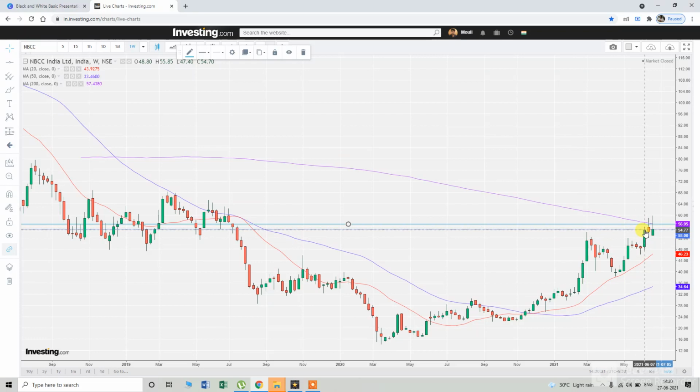You can assume that the stock has the capability to grow till 56 rupees, but now it was already broken. It broke 56, traveled and reached 59. That was the highest formed in the last trading session. It closed at 54. But now you can say that this resistance was already broken. The price already broke that resistance and went up. So that is not valid now.